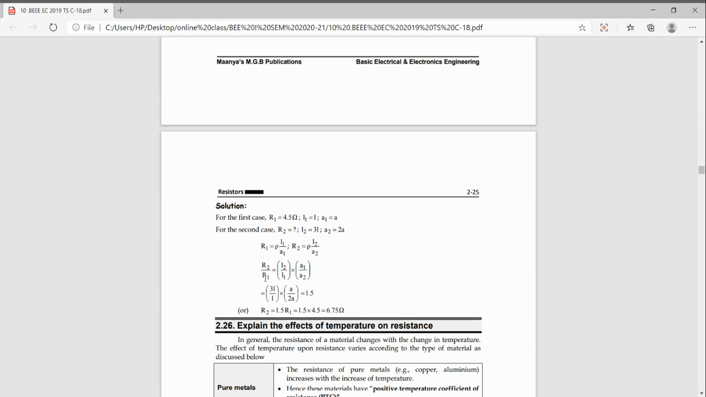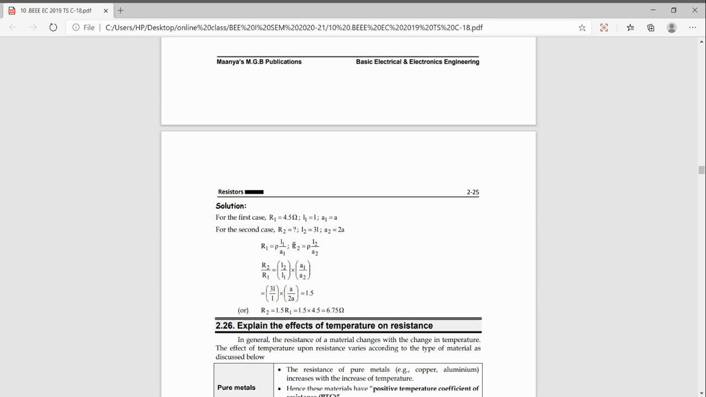So R2 divided by R1. Both the rhos will get cancelled because they are the same. Now L2 divided by L1 into A1 divided by A2. Substitute the values here: 3L divided by L into A divided by 2A. L will get cancelled, A will get cancelled, which is equal to 1.5. So R2 is equal to 1.5 times R1.